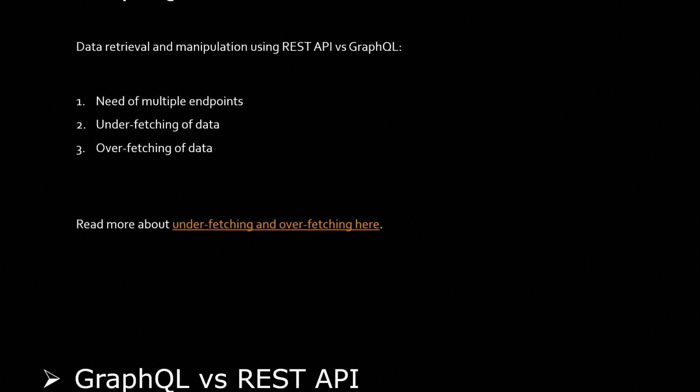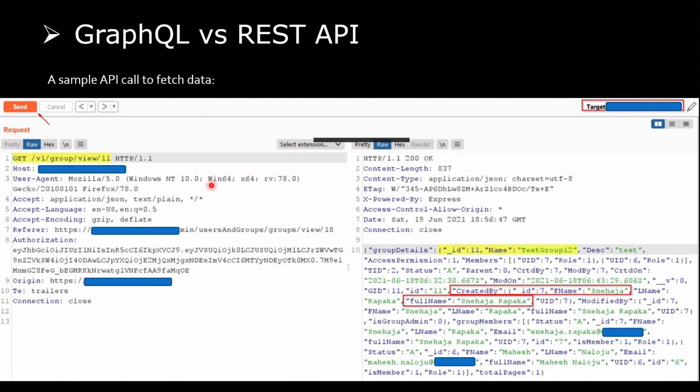We'll just understand how GraphQL and REST API calls work. So this is a sample API call to fetch the data. This is a web application. I clicked on a button, and after that the web application is sending a GET request to the server, and I send that request to the repeater. So this is the request: GET group U11.